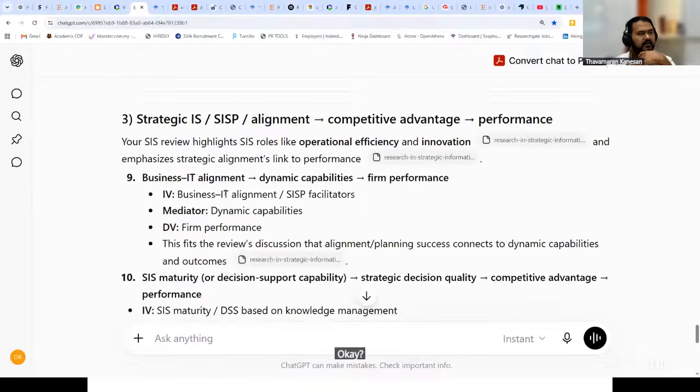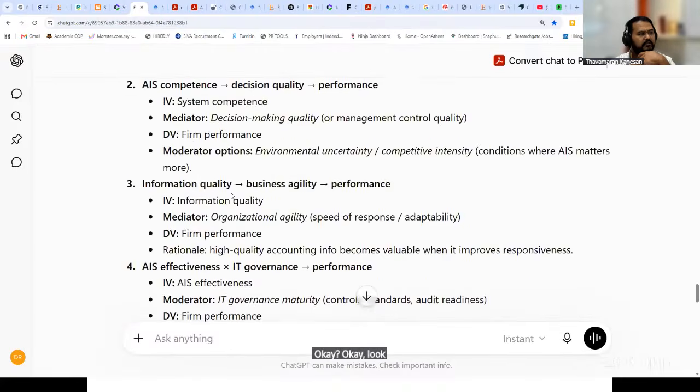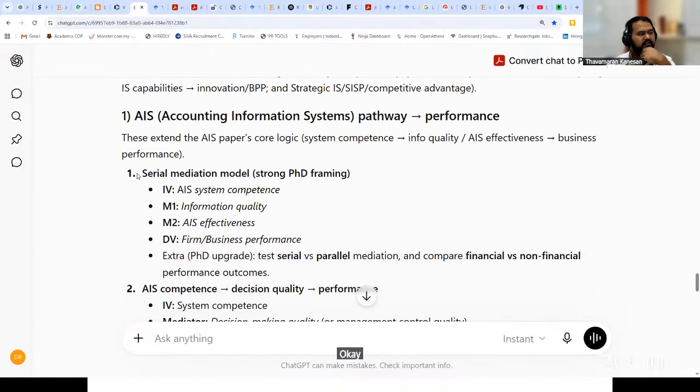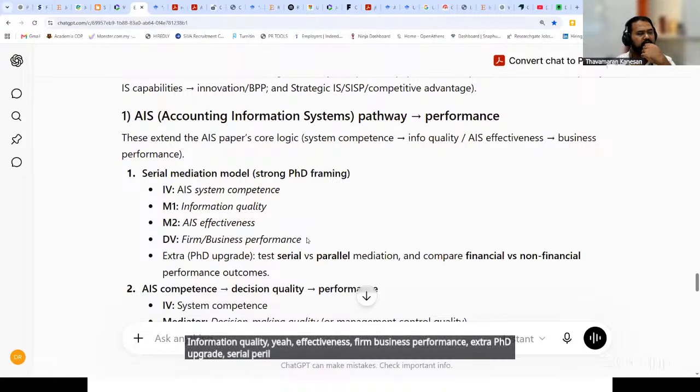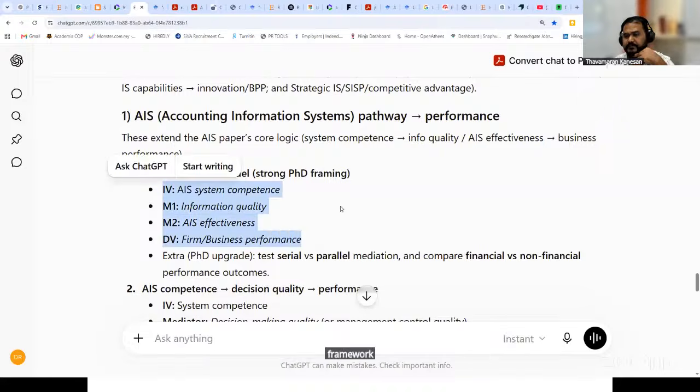Okay, look at this number 1. So for the serial mediation model, strong PhD framing: AI system competence, information quality, AI effectiveness, firm business performance, extra PhD upgrade, serial parallel. So this is the framework.